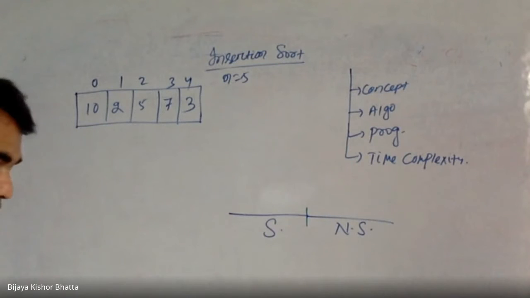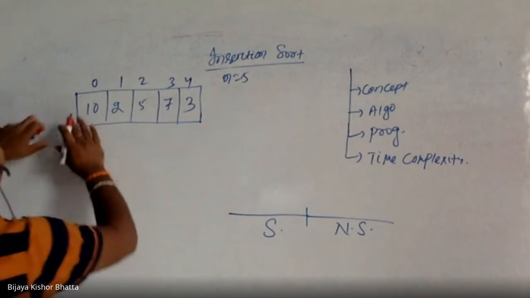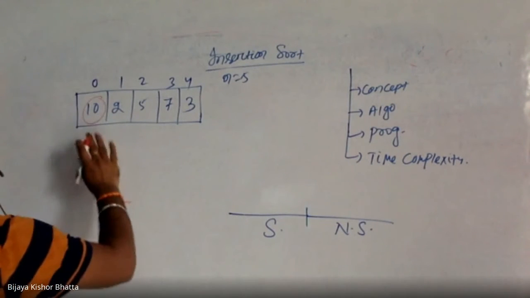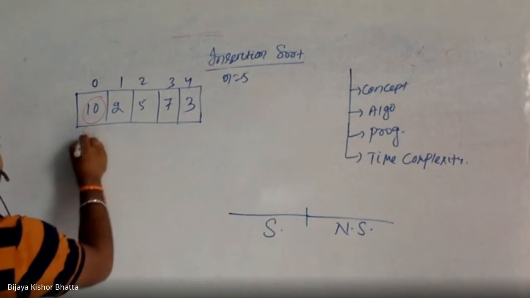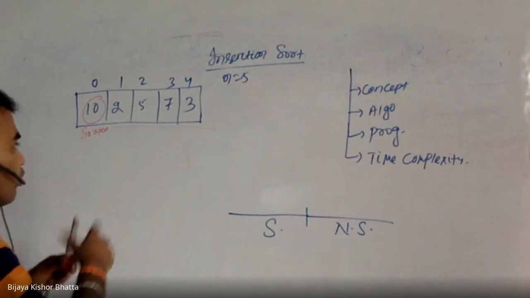So what will you do in this step 1? In this step 1, there is nothing you need to do. Suppose this is my array, which is not sorted. You will start with the first element. Let's assume that this is sorted now. So this is my sorted array, and these are not sorted. I will choose one by one.